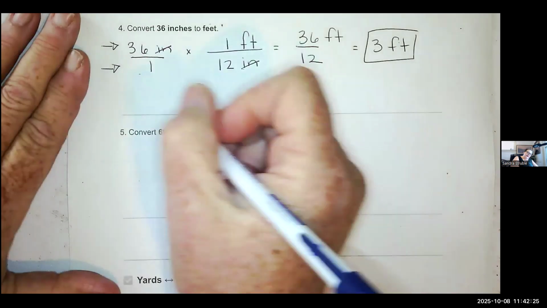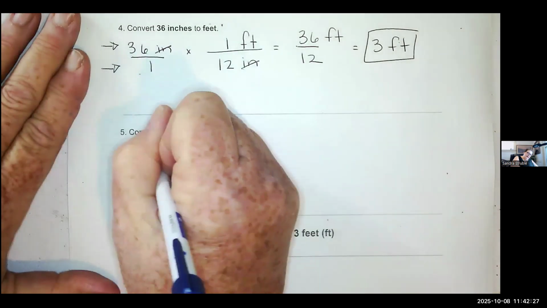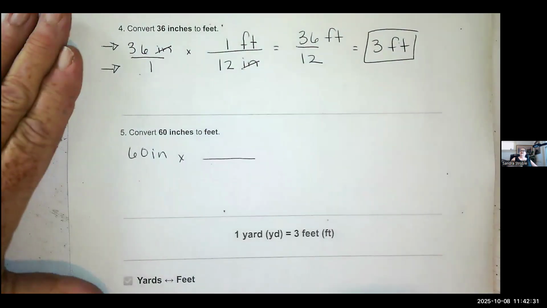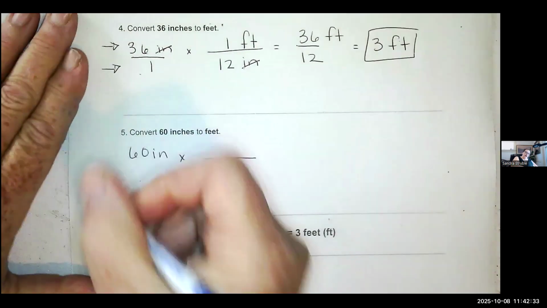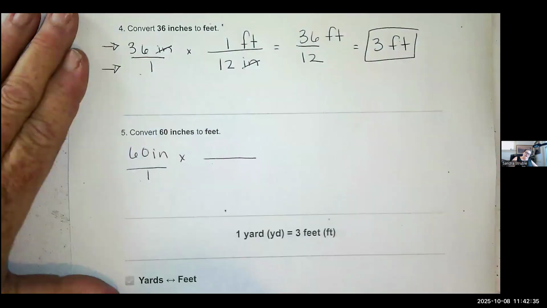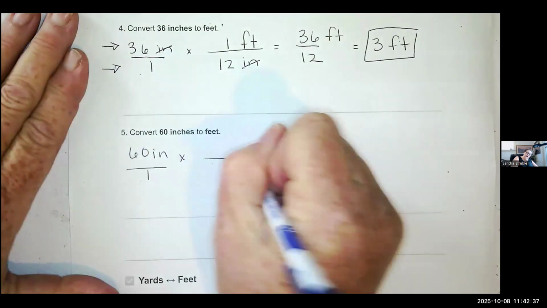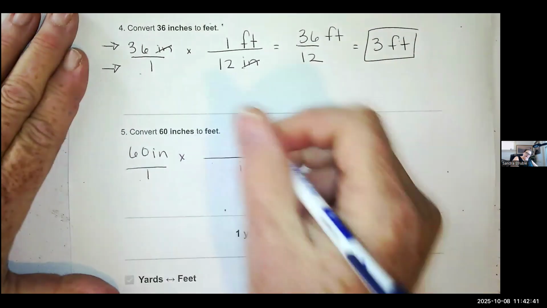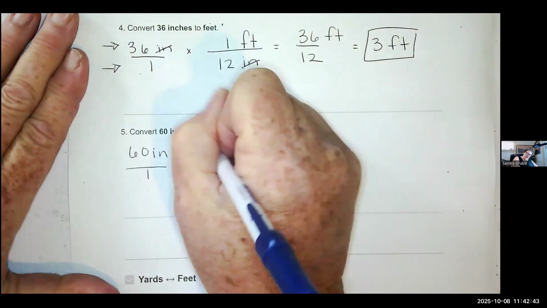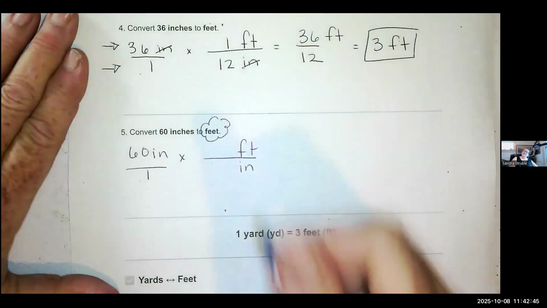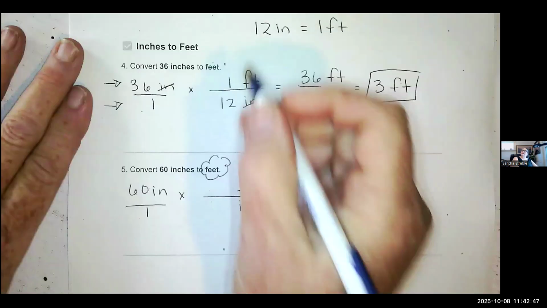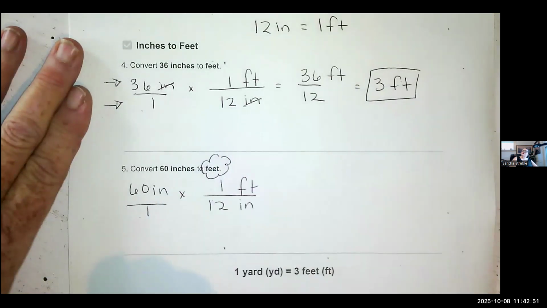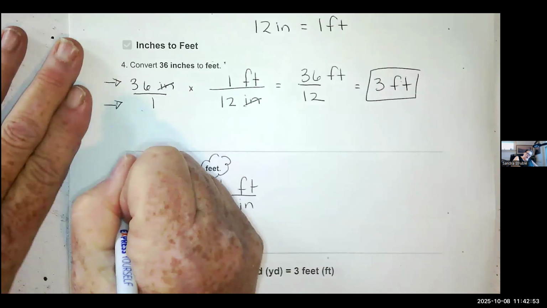The next one is convert 60 inches to feet. So 60 inches times, leave my space. All right, now I need to figure out, well, inches is currently up top. So I need inches down low in my denominator so that they'll cross out. Feet in the numerator because that's where I'm headed. Now that I've got my units in place, I can plug in my 12 for inches and 1 for foot. We multiply straight across.